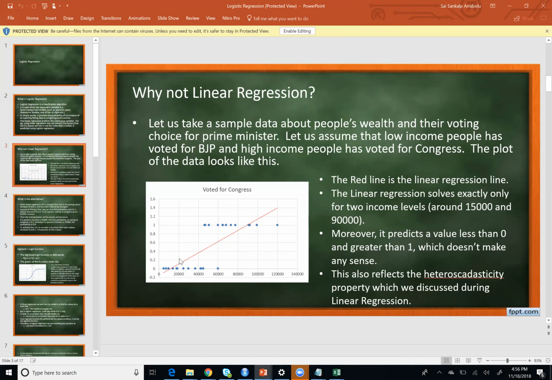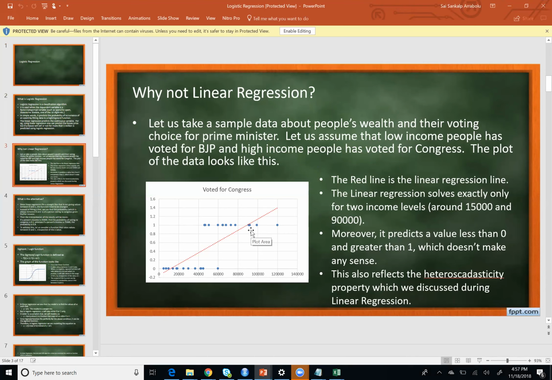In this case, given someone's wealth, can you predict whether they'll vote for Congress or BJP? This becomes a logistic regression problem. First you have to modify your data so that anyone with an income of more than 60,000 rupees goes in the Congress category, and anyone with a salary less than 60,000 voted for BJP. So it is a step function. If you plot it, it's not continuous in nature. It's either 1 or 0. In such cases, you use a logistic function to predict the output.